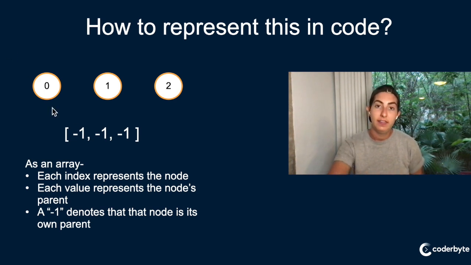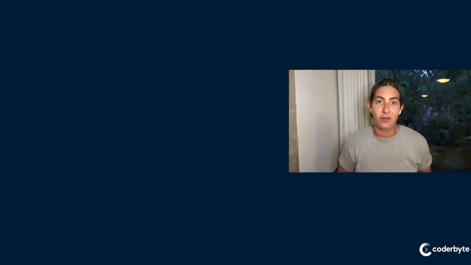So here in this graph, at the 0th index, -1. Okay, so 0 is its own parent. 1, -1. 1 is its own parent. 2, -1. 2 is its own parent. Does that make sense? I hope so. Okay, so we have an array of -1s. Big whoop. What do we want to do here?